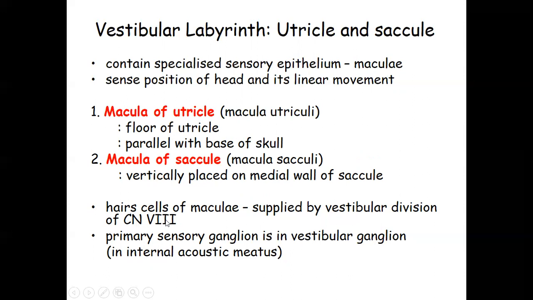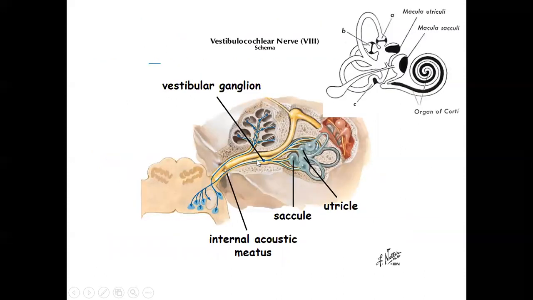Okay, the vestibulocochlear nerve is divided into two branches, the vestibular division and the cochlear division. The primary sensory ganglion of the vestibular division is the vestibular ganglion, located in the internal acoustic meatus. So you can see here, this is the vestibular ganglion, the primary sensory ganglion of the vestibular nerve.